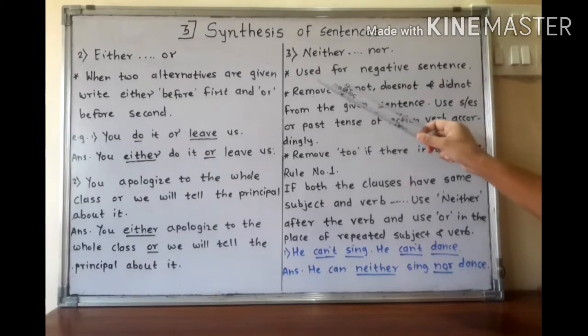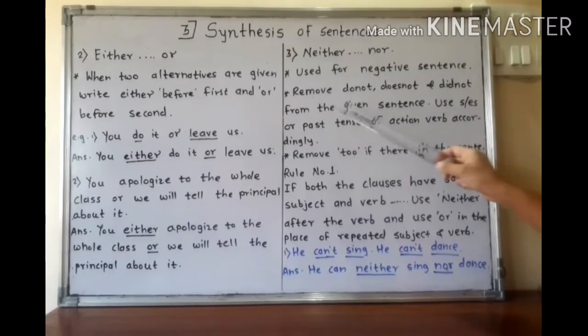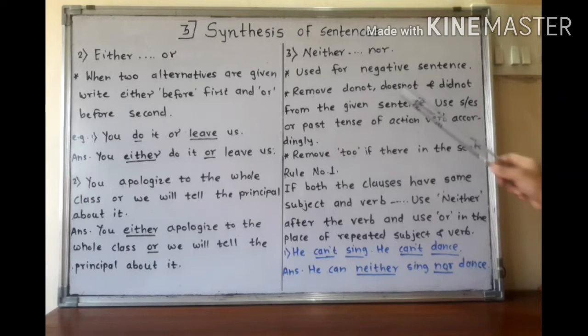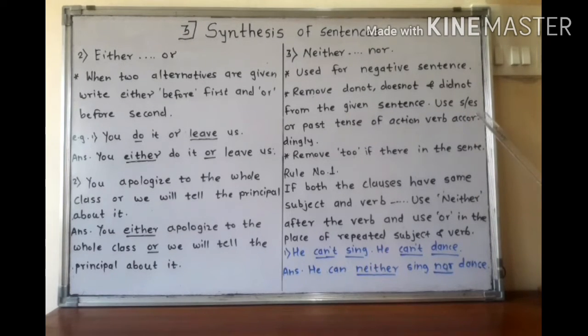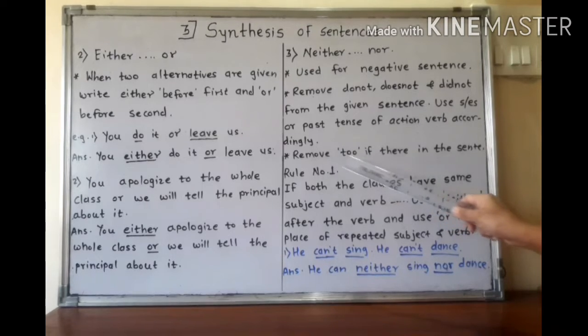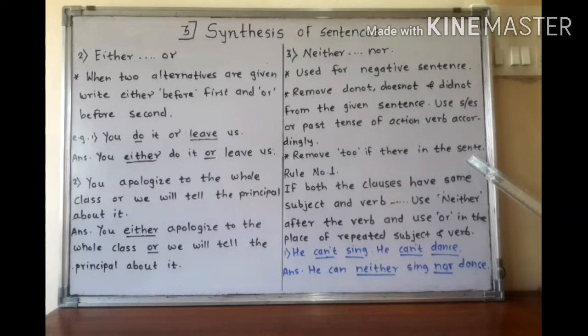Neither nor. Neither nor is used for negative sentences. Remove do not, does not and did not from the given sentence. Use s/es or past tense of the action verb accordingly. Means whatever negative word is there, we have to remove from the sentence because we are using neither and nor. It itself is a negative word. And if any change in the action verb is needed, that also we have to do according to the tense. Remove to if it is there in the sentence.